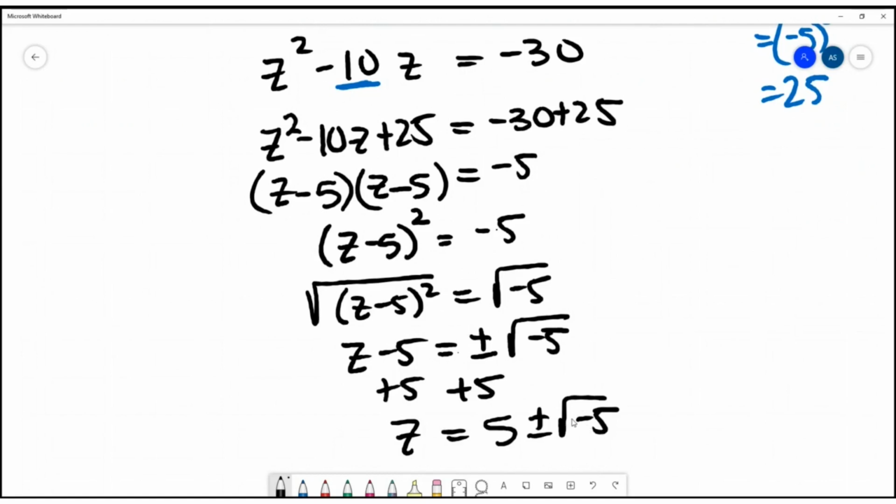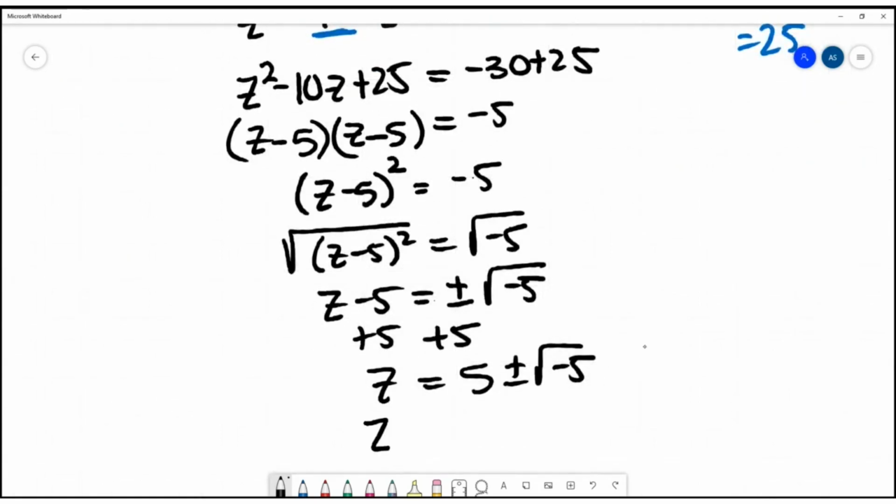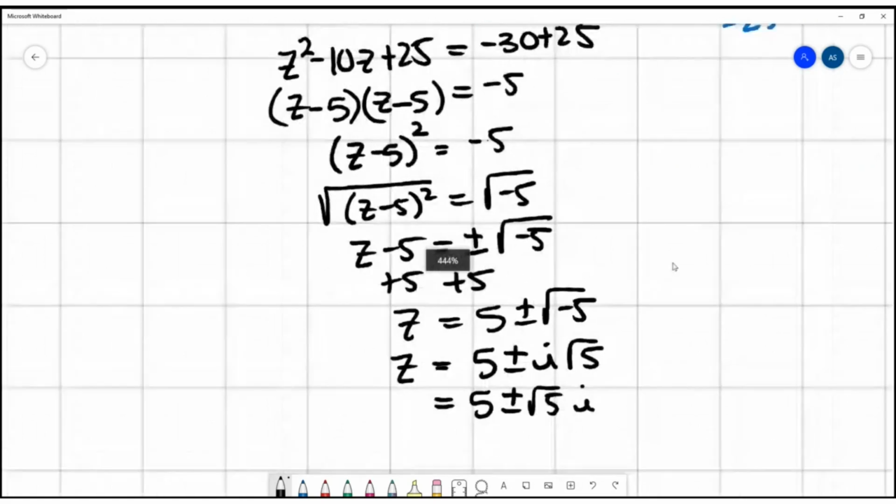And just like on that last example, I want to simplify this radical. We have square root of a negative, and that's I, that imaginary unit. So we have z equals 5 plus or minus I square root of 5, or if you prefer, you can write 5 plus or minus square root of 5 I. Just as long as your radical doesn't extend over that I.